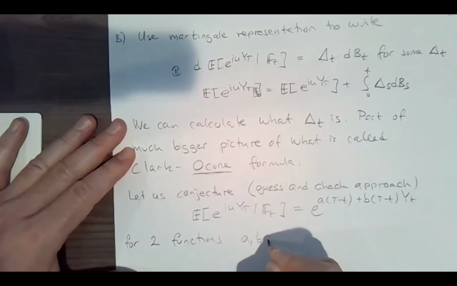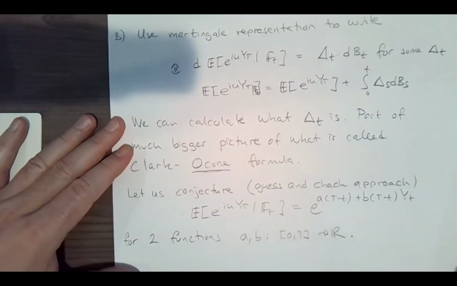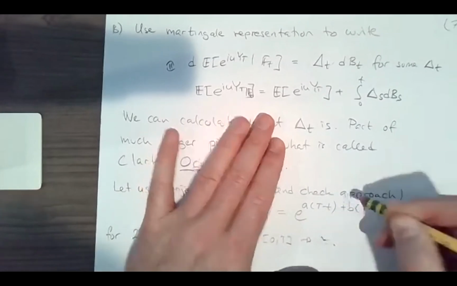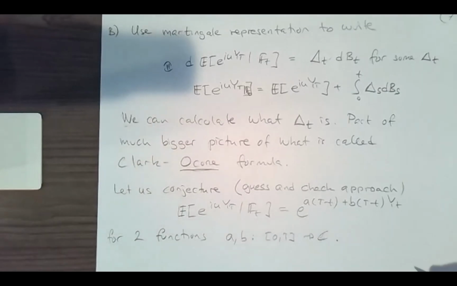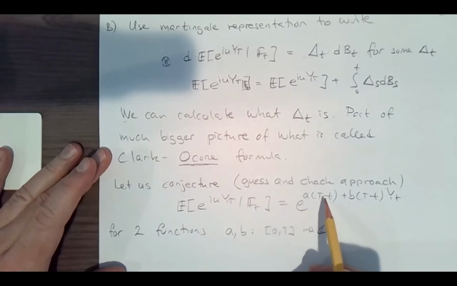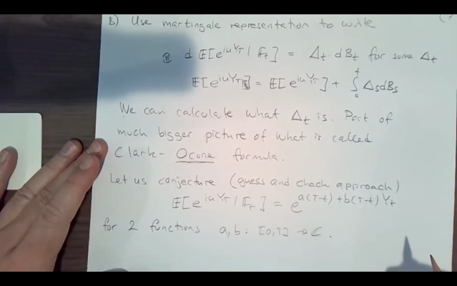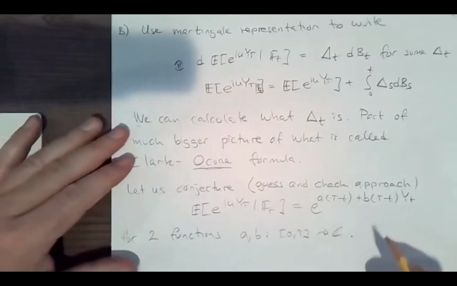So here's one conjecture. Let's conjecture that this object here has that form for two functions, A and B, that go from [0,T] to R. They probably go into C, huh? These are complex valued. So these are two functions evaluated at capital T minus little t. So this conjecture has this form, and let's start to calculate.